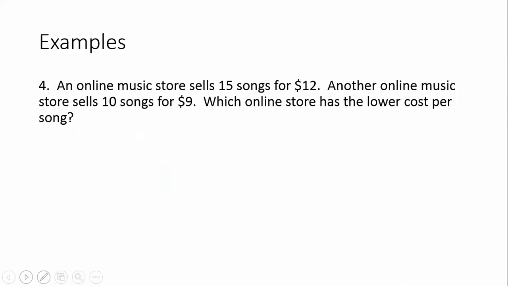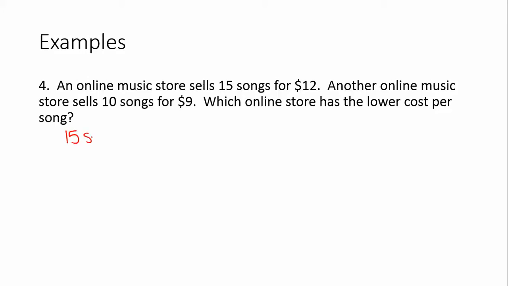Here's an example, and a lot of times I find myself in the grocery store thinking of something similar to this. But we have an online music store that's selling 15 songs for $12, and another online music store selling 10 songs for $9. So we want to know which online store has the lower cost per song. Basically, we want to know which one's the better deal. Sure, you're only paying $9, but you're also only getting 10 songs. So what we need to do is express both of these as unit rates and then compare the unit rates.